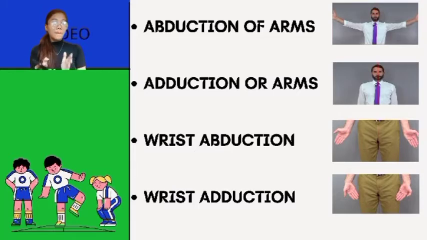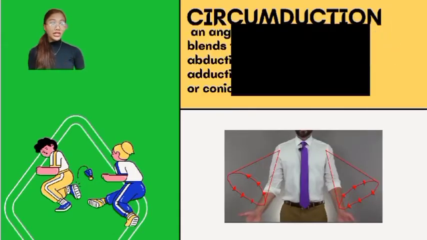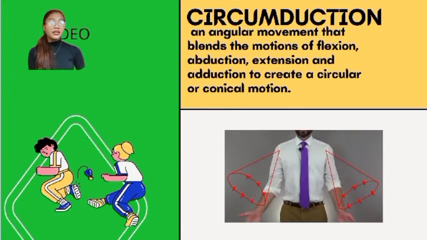For example, abduction of arms is moving away from the midline, while adduction of arms adds the arms back towards the midline. Next, another one is wrist abduction, which moves away from the midline. And then wrist adduction adds the wrist towards the midline. Next is circumduction. Circumduction is an angular movement that blends the motions of flexion, abduction, extension, and adduction to create a circular or conical motion.